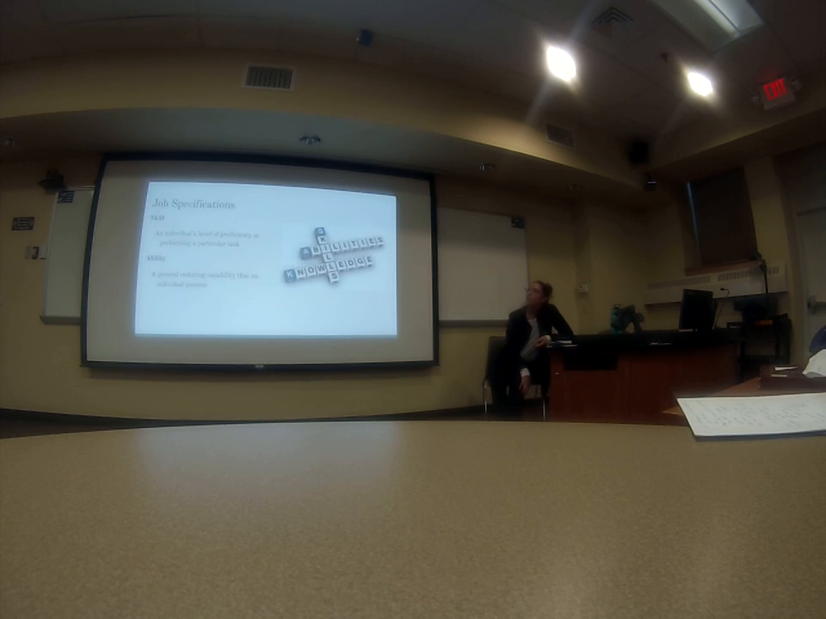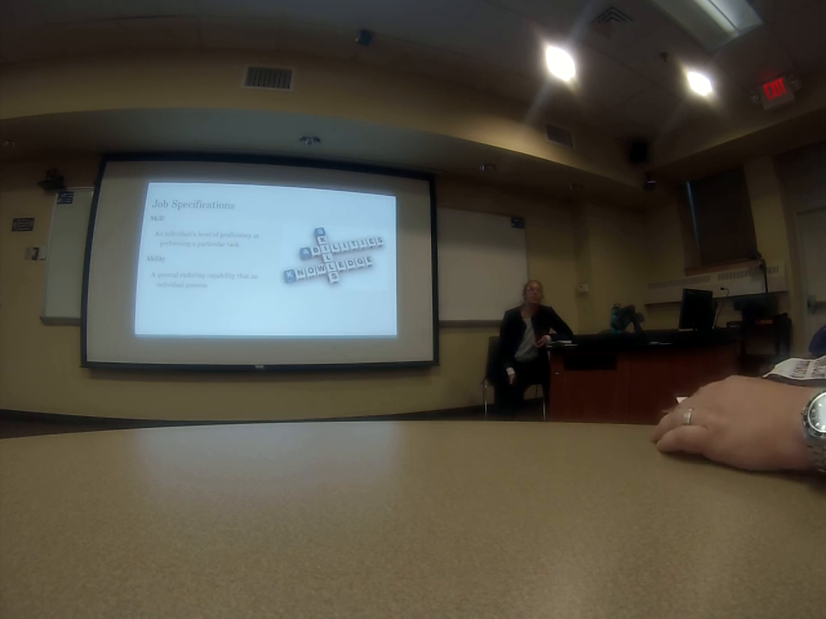So the first key part of job specifications is knowledge. It's factual, procedural, and information necessary for successfully performing the task. The two other parts are skills and abilities. A skill is an individual's level of proficiency at performing particular tasks, and ability is a general enduring capability that an individual possesses.